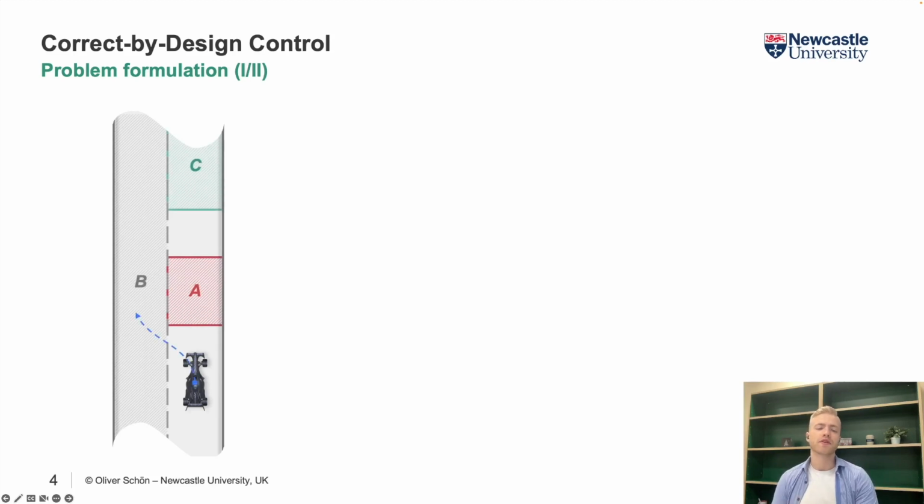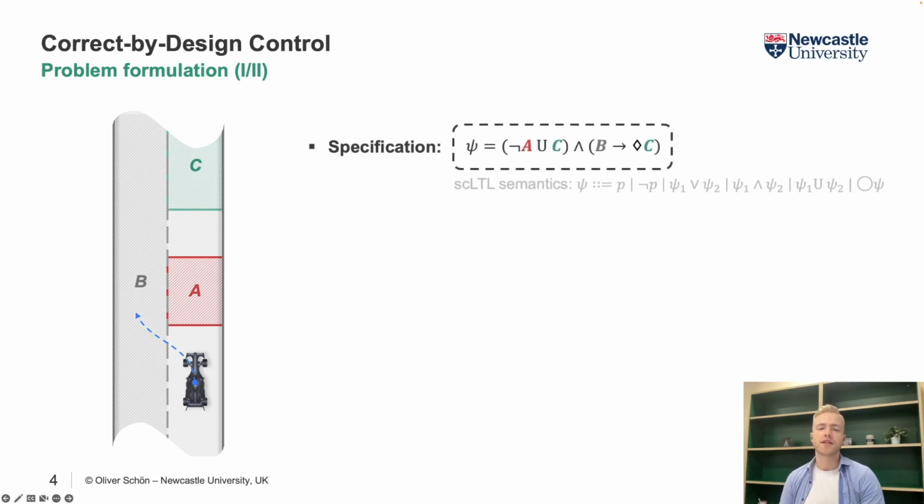The desired behavior shall here be that I want to avoid some obstacle region A, go to an overtaking lane B, and eventually reach some target set C. Now this can be concisely specified using a language such as SCLTL, and that's exactly what I said before. I want to avoid region A until reaching C, and once reaching B, I want to eventually reach C. Note that the eventually and implication operators here are derived recursively from the basic semantics below.